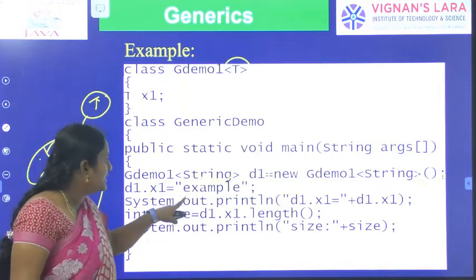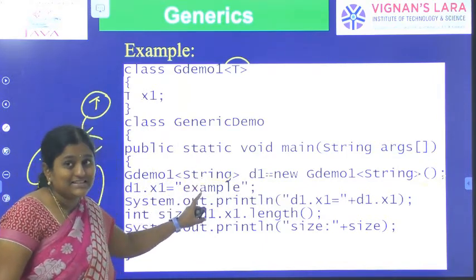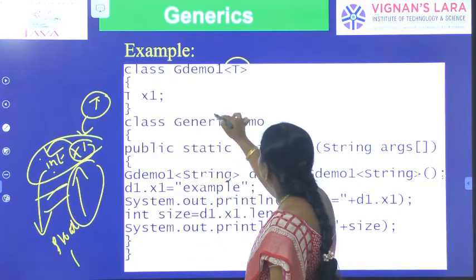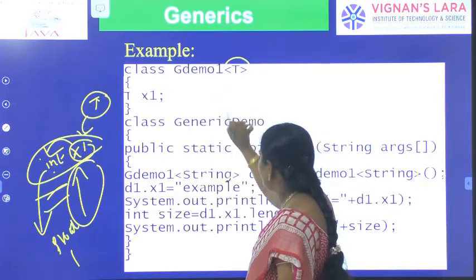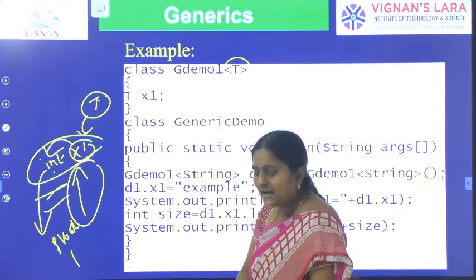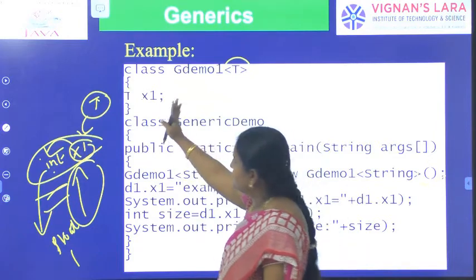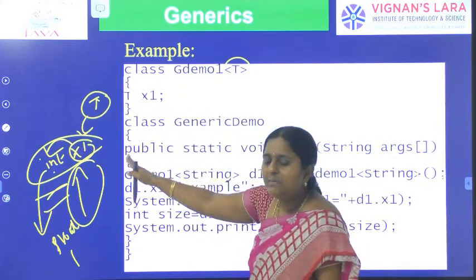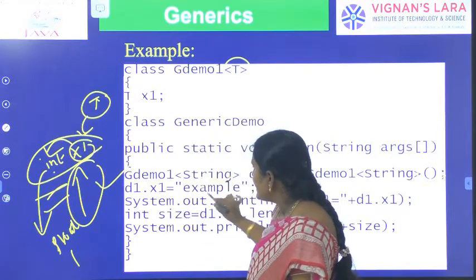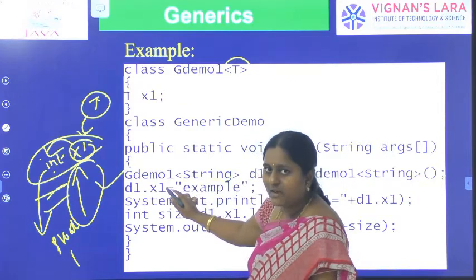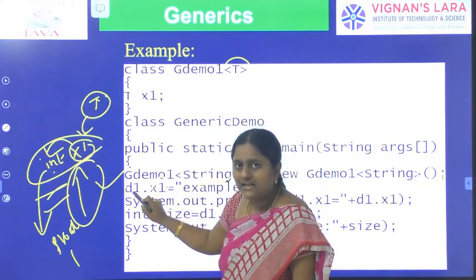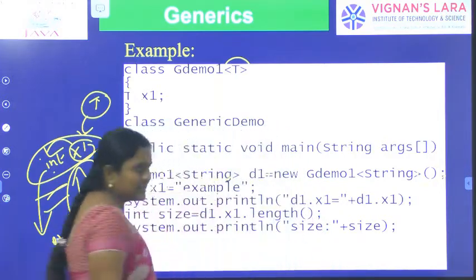So d1.x1 equals example, because it is a string type. Suppose here I am mentioning int x1 and I am calling d1.x1 equal to example. At the time of compilation, it leads to an error because it is a generic. So we can specify a temporary data type. The data type would be mentioned by the user at the time of creating the object of the class. So here I am initializing the x1 variable value. It is example. With the help of the object reference I am calling x1. x1 is the variable, d1 is the reference variable, and example is the string.